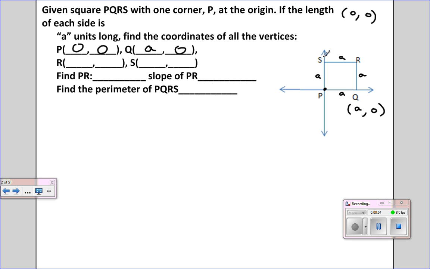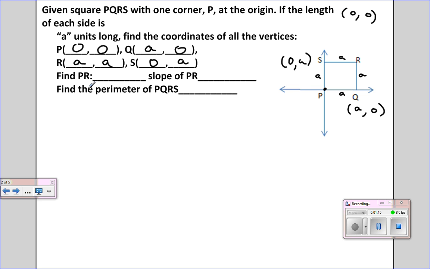Now, from P to S, the S is on the y-axis, so that means that the x is 0, and it goes up A. So S is going to be 0, comma, A. And now to get to R, I go over A and up A, so R is at A, A.